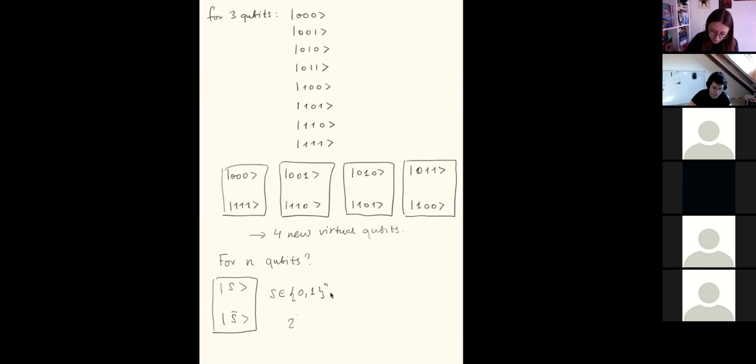Which means that we can just take the set of these bit strings, which contains 2 to the power n elements, and each member of this set has a unique other member, namely its negation, which gives rise to a new virtual qubit. So the number of virtual qubits would be exactly half of the number of states, because we can just divide them in these pairs. So we would have 2 to the power n minus 1 new virtual qubits.